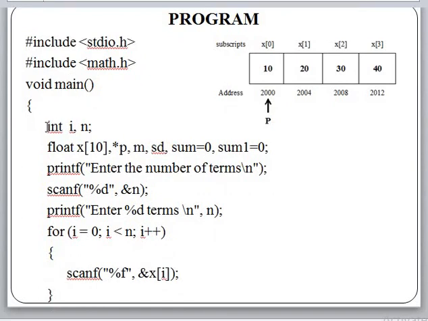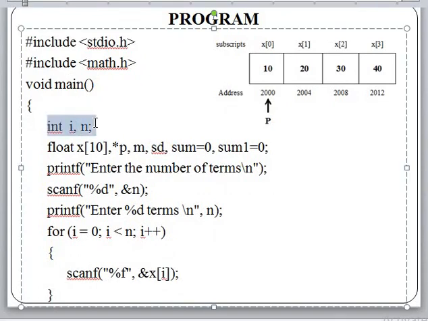So now, int n and i. You know that i is used because in an array we have different subscripts. Here in this case, subscript 0, subscript 1, subscript 2, subscript 3. At 0 we have 10, at 1 we have 20, at 2 we have 30, and at 3 we have 40.